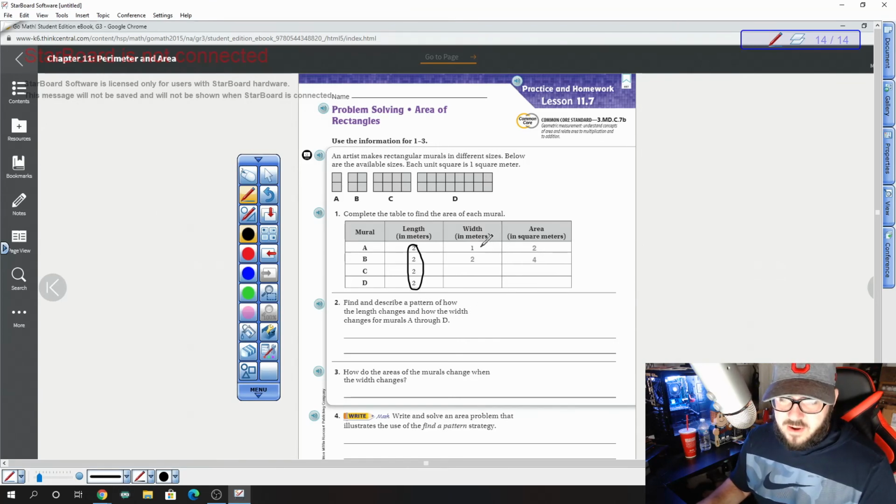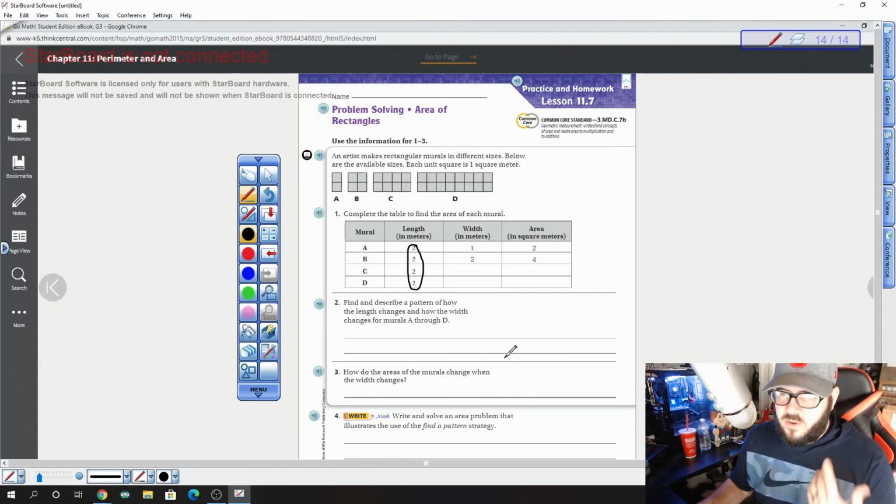What is the pattern you notice for A all the way through D? What's happening each time? You're going to notice something. And how do the areas of the murals change when the width changes? Does it get bigger? Does it get smaller? What is it multiplied by? Something along those lines. So you're going to need to write me some sentences for 2 and 3 and fill in the box for 1.